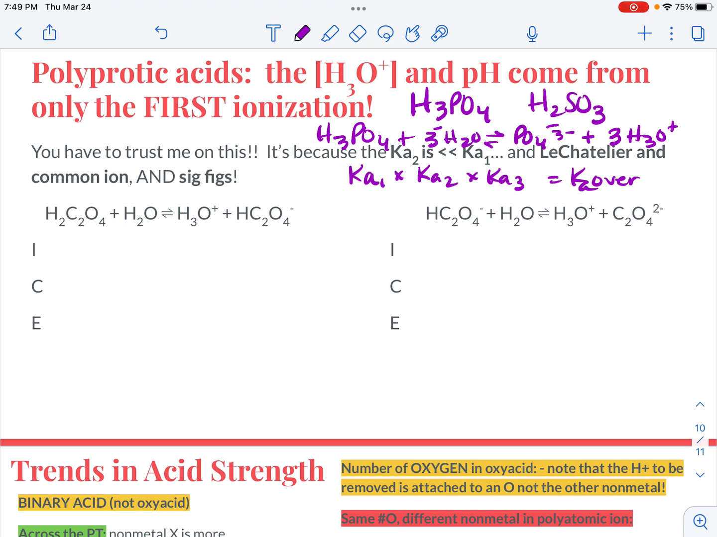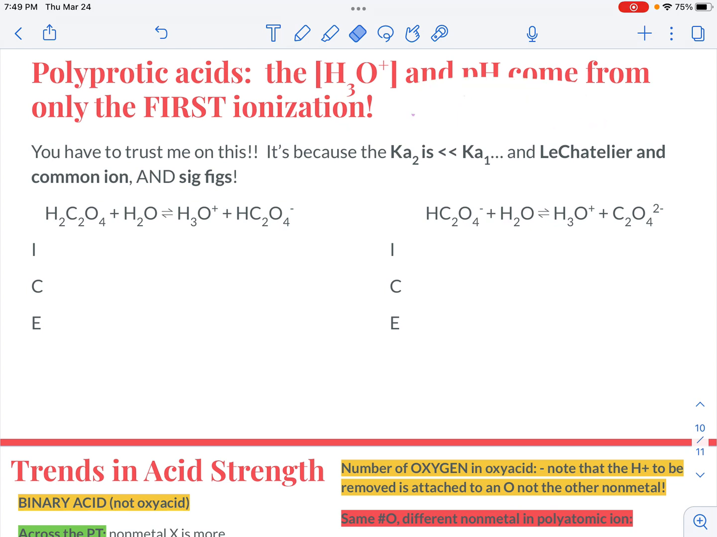The second thing is that when we do this, you have to trust me, but if you don't believe it, we can talk about it and prove it together. But because the Ka2 is so much smaller, this is because of Le Chatelier and common ion, and I want to show you that, and because of significant figures, if you want to figure out the pH of a polyprotic acid, the hydronium ion concentration and the pH come only from the first ionization, and you're only worried about Ka1 at that point. Okay, so this is because of a few things.